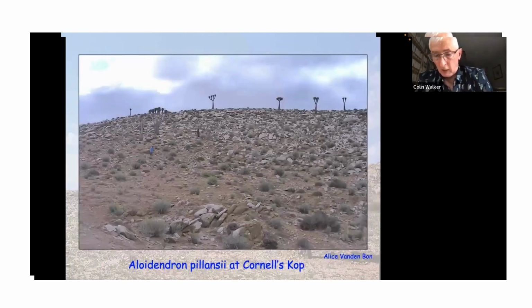So here we are again with Alice van den Bon at Cornell's Kop, the type locality for Aloidendron pillansii. And you can see a few specimens there. Compared to Aloidendron dichotomum, Aloidendron pillansii is branched, but not anywhere near as densely branched as Aloidendron dichotomum, and absolutely nowhere near as densely branched as Aloidendron ramosissimum.